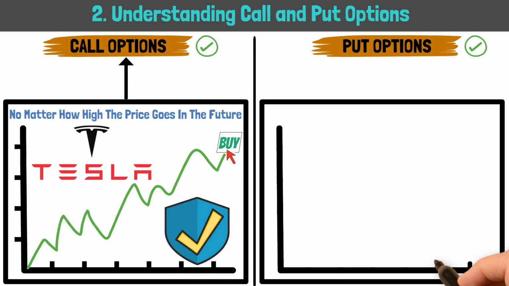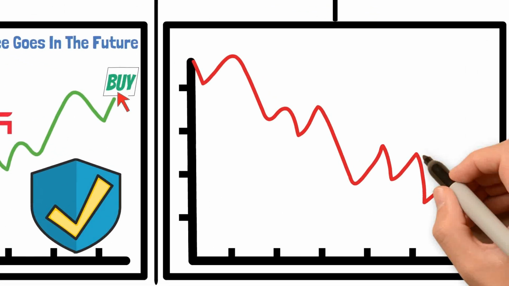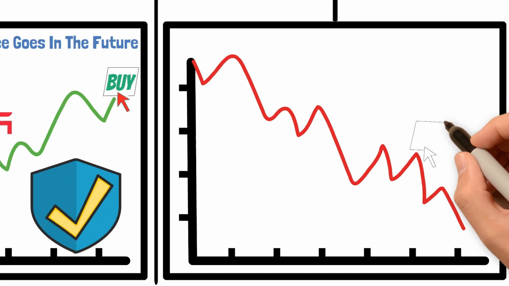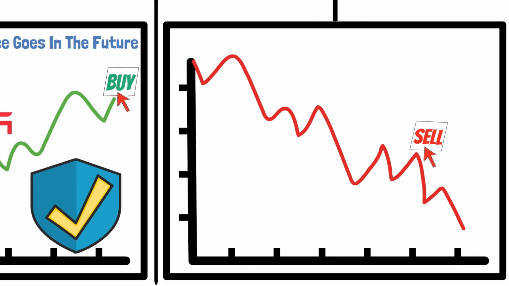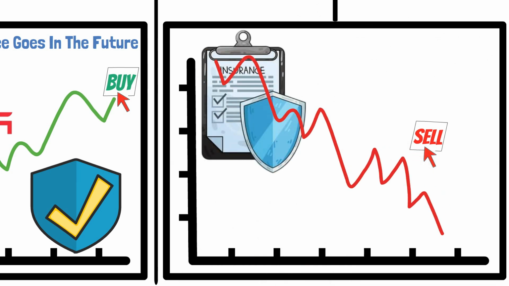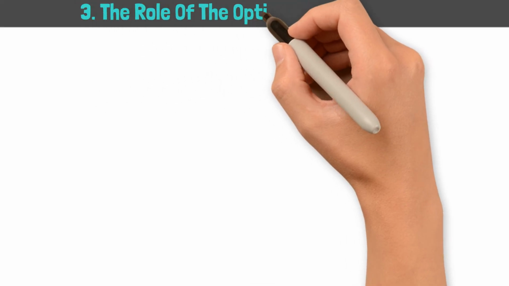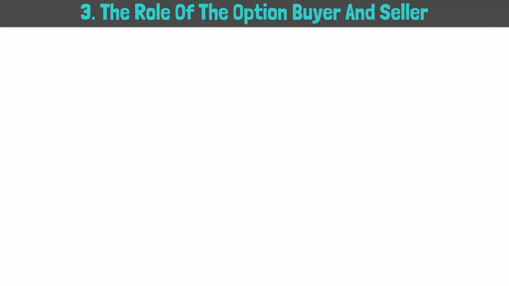It's like securing a price now for something that could become more expensive later. On the other hand, if you think Tesla's price will fall, you would buy a put option. This option allows you to sell the stock at today's price, even if the market value drops dramatically later. Essentially, a put option is like having an insurance policy that lets you sell at a good price before it possibly gets worse.